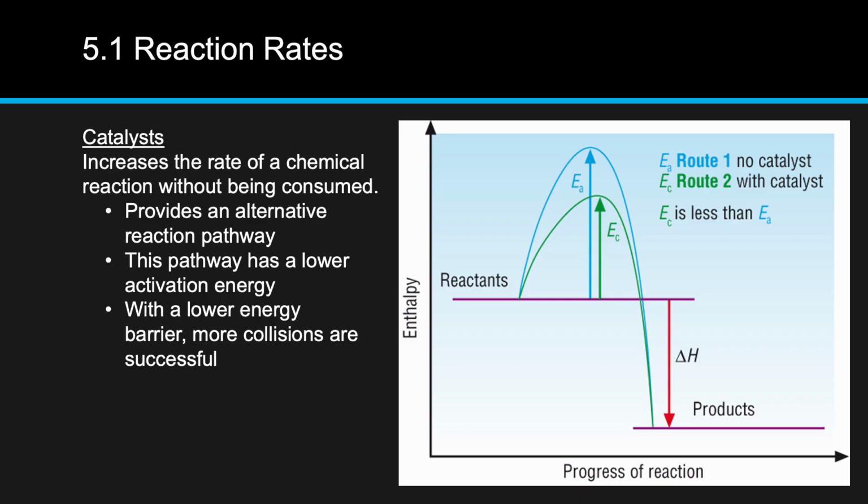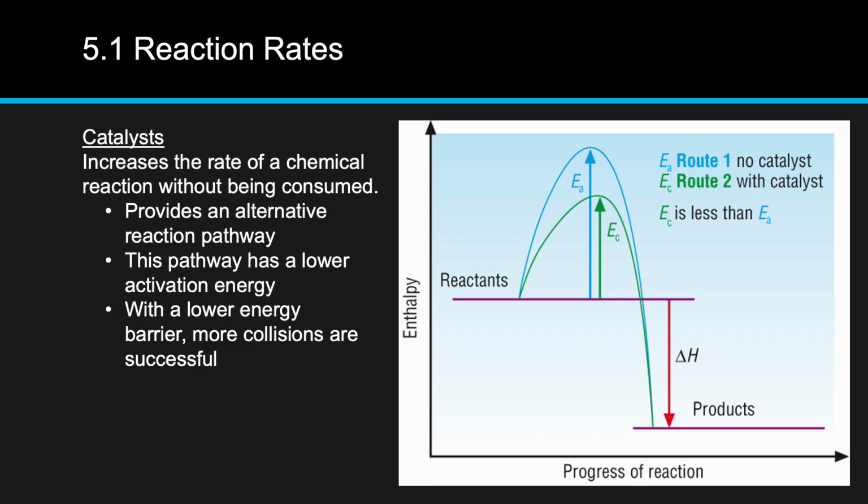A catalyst increases the rate of a chemical reaction without being consumed in the process, meaning it's not going to be a reactant that then reacts and becomes a product. It goes in and out the same exact way. And it works by providing an alternate reaction pathway that has a lower activation energy than it did before.